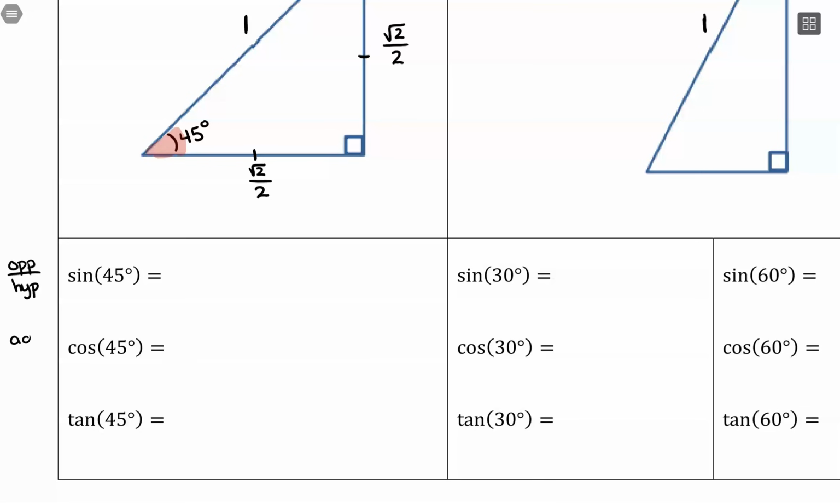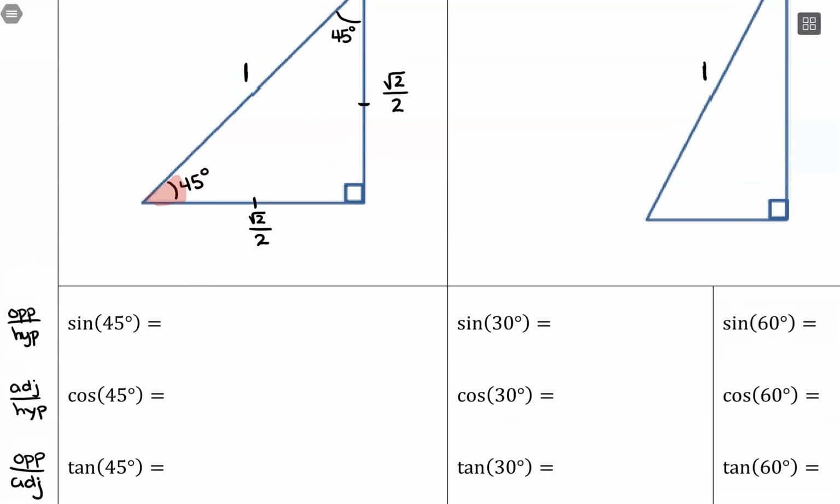Cosine is adjacent over hypotenuse. And tangent is opposite over adjacent. So that's SOHCAHTOA. So if we're at this 45 degree angle, opposite is going to be root 2 over 2. The hypotenuse is going to be 1. So really I have this square root of 2 over 2 divided by 1, but when we divide by 1, it doesn't really do anything. So we're just going to have root 2 over 2.